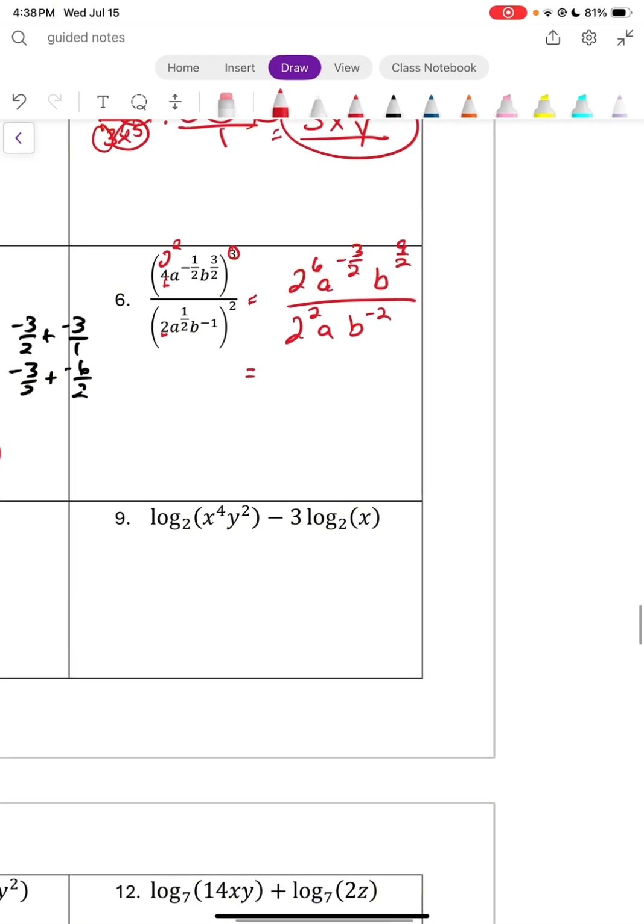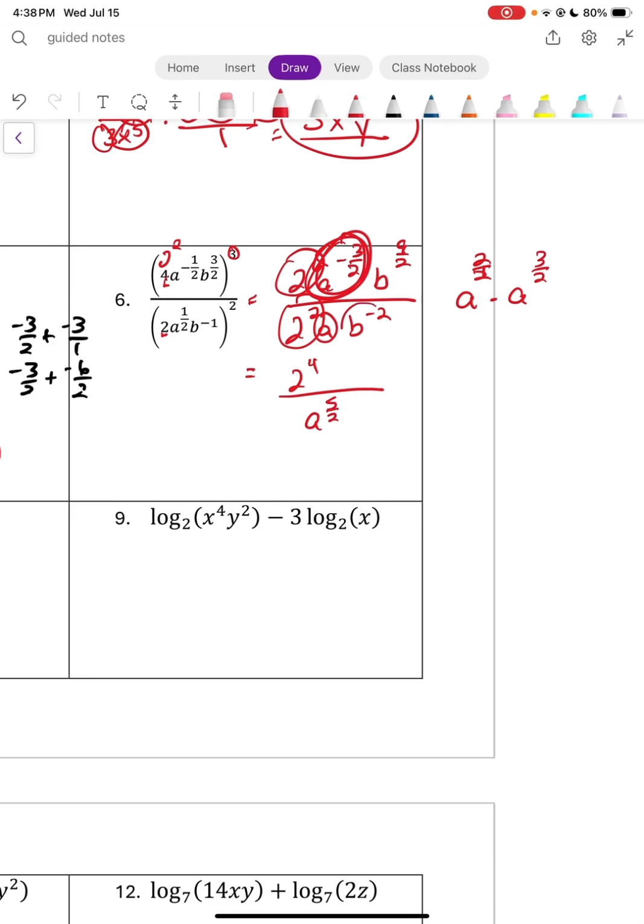To divide, you're going to subtract your exponents. 2 to the 6th and 2 to the 2nd. You're left with 4 2's on top. Negative 3/2 and positive 1. So what I'm going to do is take my negative 3/2 and move them to the bottom. You have 1 on bottom. Now you have 3/2 more on bottom. When you put those exponents together, that's going to give you a to the 5/2 on bottom.